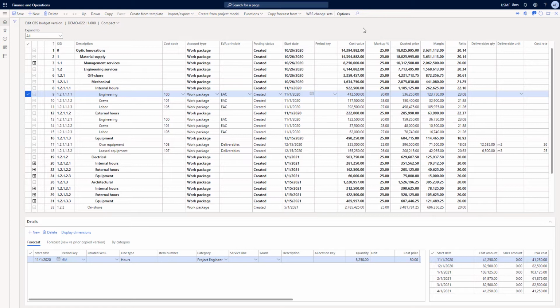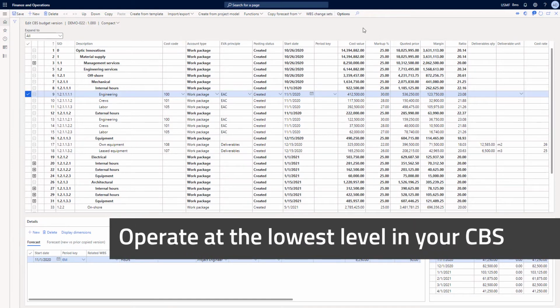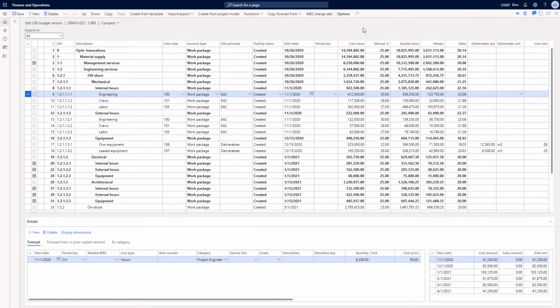Now, the important thing is that it is one thing to define a very sophisticated CBS, but you must also be able to work with it subsequently. So for instance, I have to be able to record costs and actuals and do my reforecasting at the lowest level that I have defined in my CBS. If I'm not able to do that, I need to simplify my CBS so that it better matches the way that I'm actually going to execute the project.